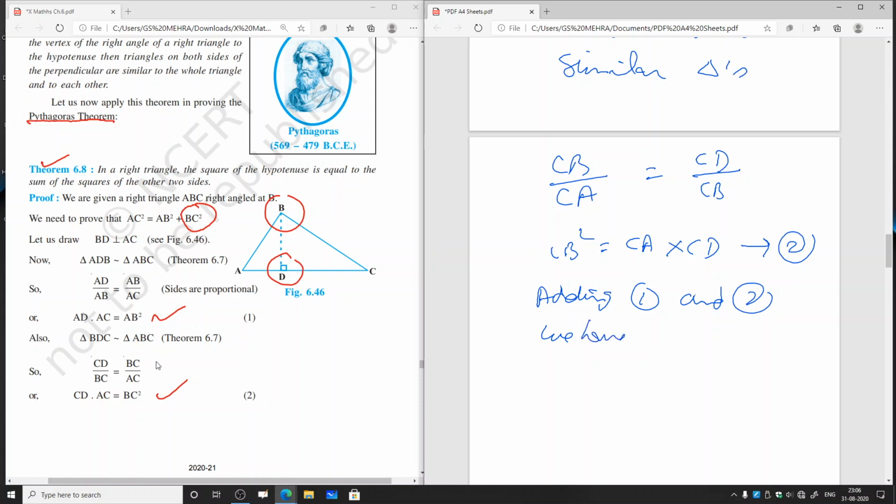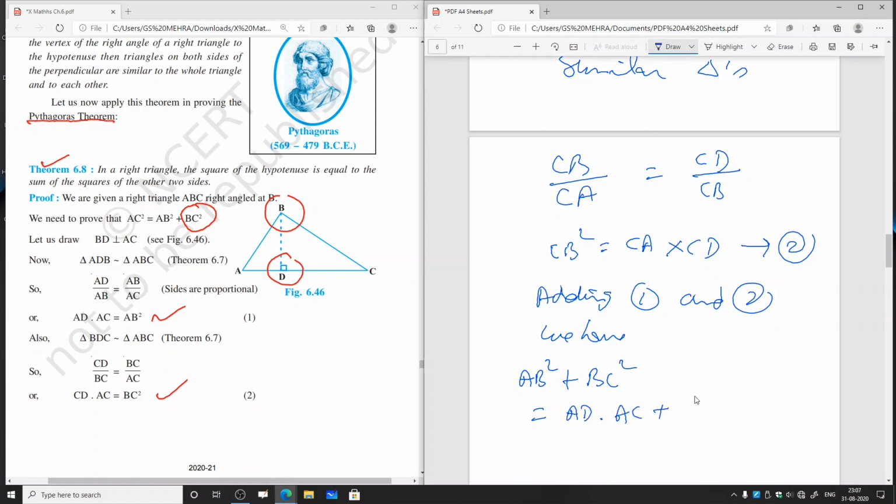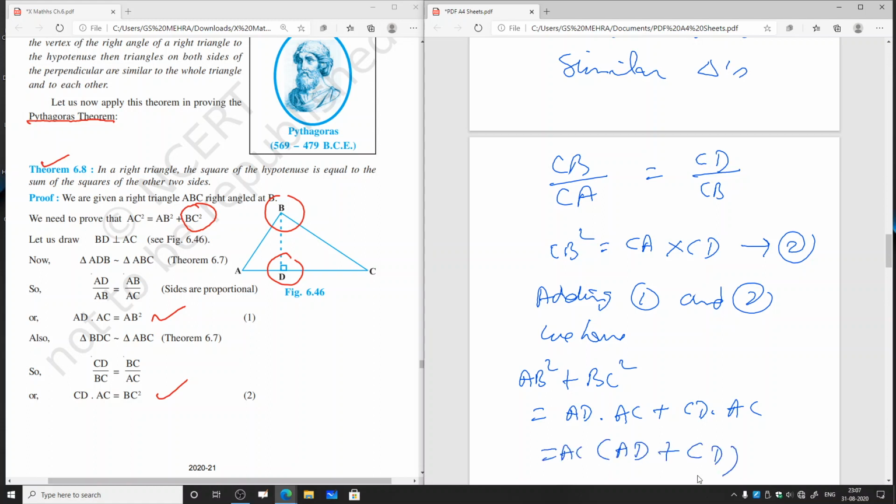let us add these two. We will be getting AB square plus BC square equal to AD into AC plus CD into AC. Now in both, what is common? AC. So we will take AC out, and we will be getting AD plus CD in the bracket.